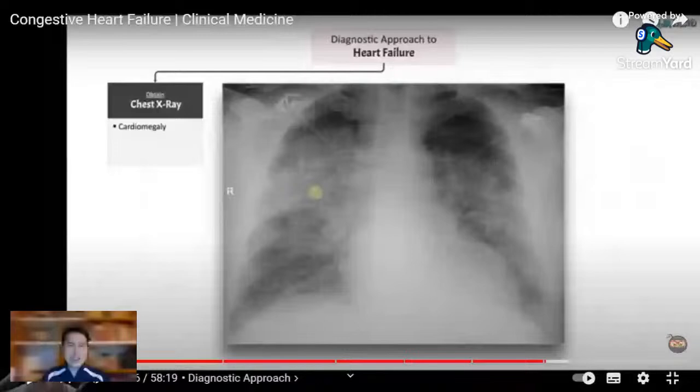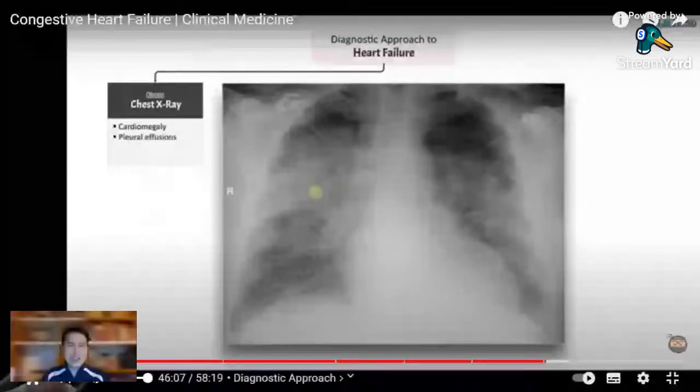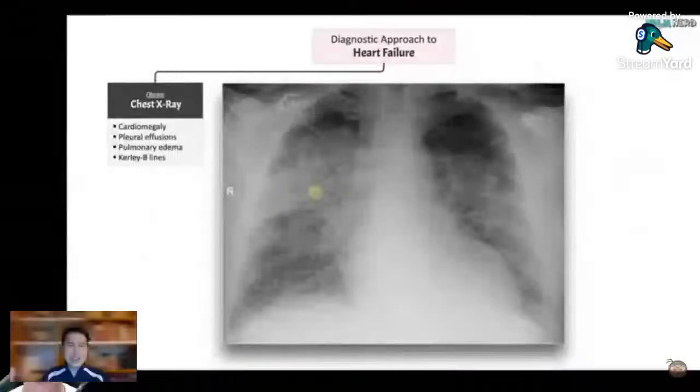Do they have effusions, pulmonary edema, and Kerley B lines? That's all suggestive of left heart failure. Now, that being said, if a patient has these findings, that doesn't define or determine that they have heart failure. I want to combine pulmonary edema and pleural effusions: is their left heart doing a good job?